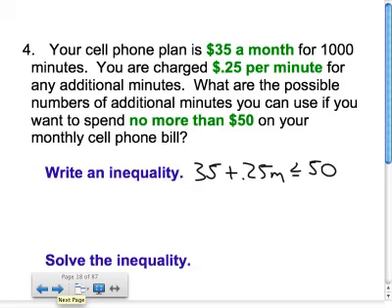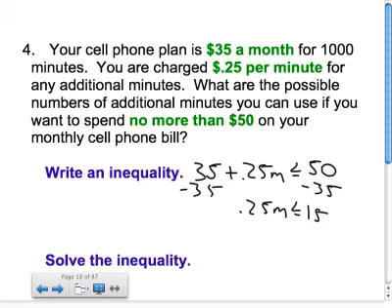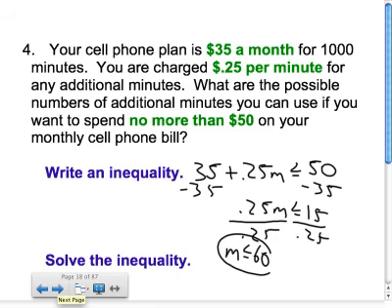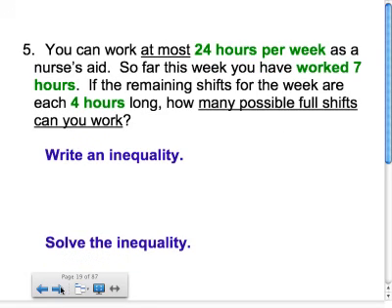Now we're going to solve for m here. Subtract 35, subtract 35. So 0.25m less than or equal to 15. Divide both sides by 0.25. You should find m to be less than or equal to 60. What that means is you could use up to 60 minutes over. Once you go over 60 minutes, you're going to get over the $50. Wouldn't it be nice if your cell phone bill was only $50 too, by the way?